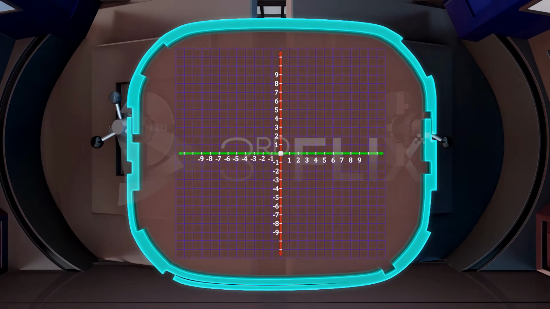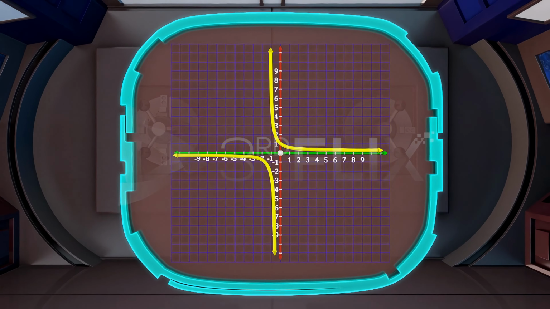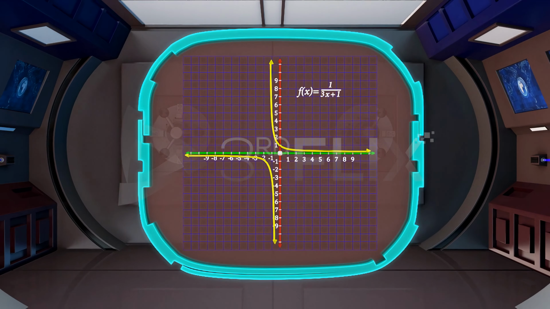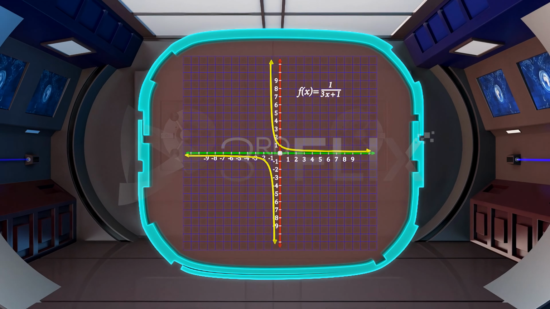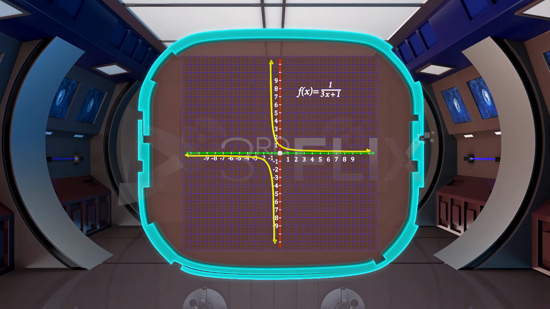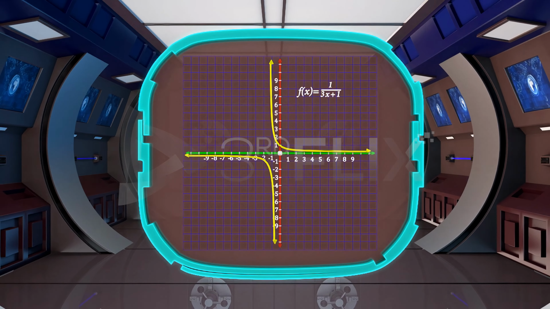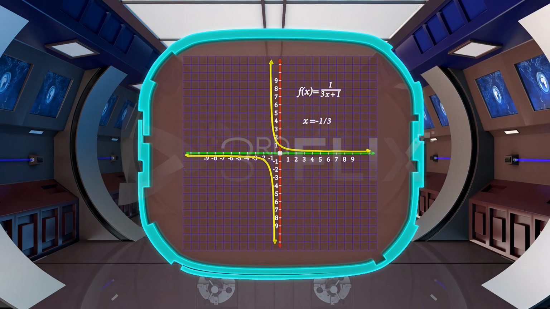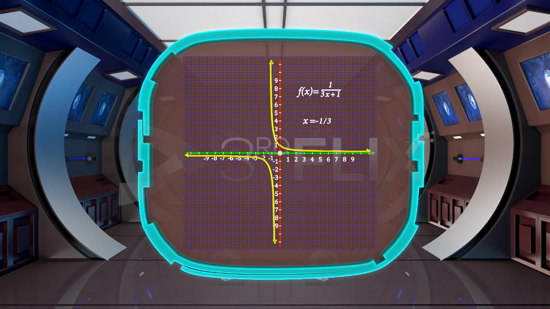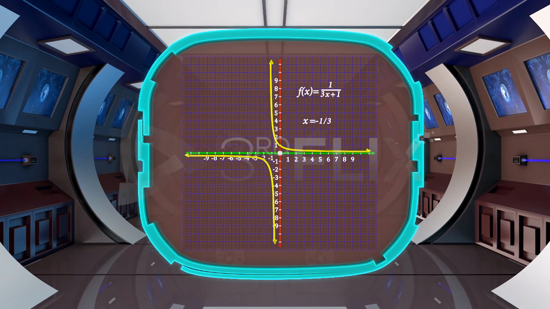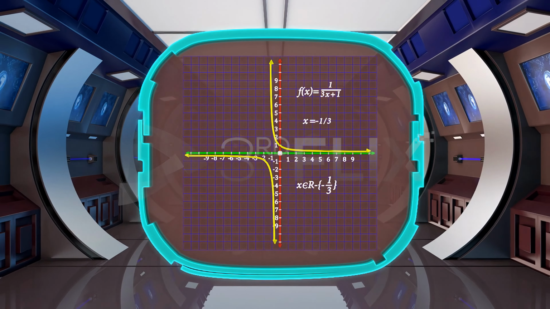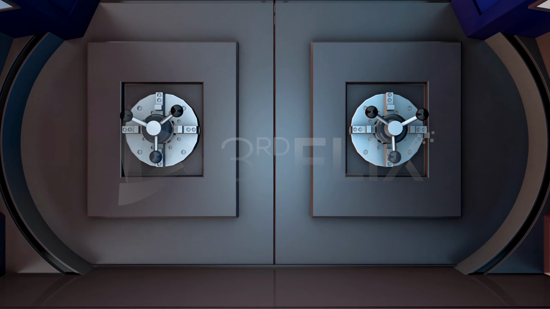For example, let us consider the function f of x is equal to 1 upon 3x plus 1. Here, we observe that f of x is defined for each value of x belonging to the real number set except x equals minus 1 upon 3, the value of x at which the denominator is 0. So, the domain of the given function is x belongs to the real number set except minus 1 upon 3.